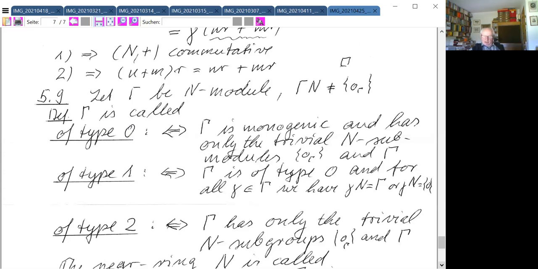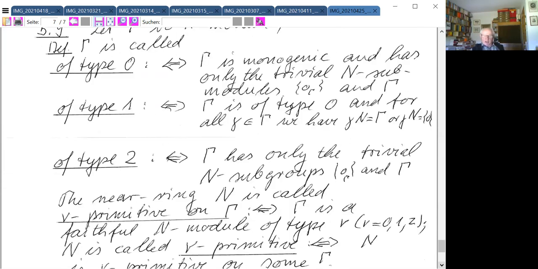Gamma is of type 0, what we defined. And for all gamma, we have gamma n is gamma or gamma n is 0. That's more than no proper N submodule. Type 2 means gamma has only the trivial N subgroups. So as an N module, it's minimal.